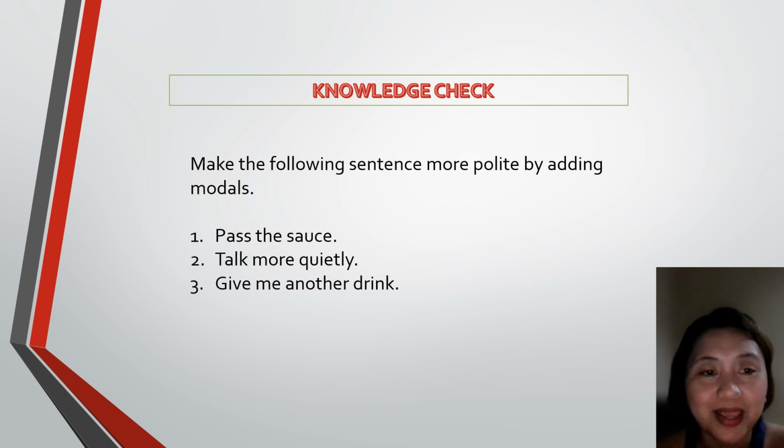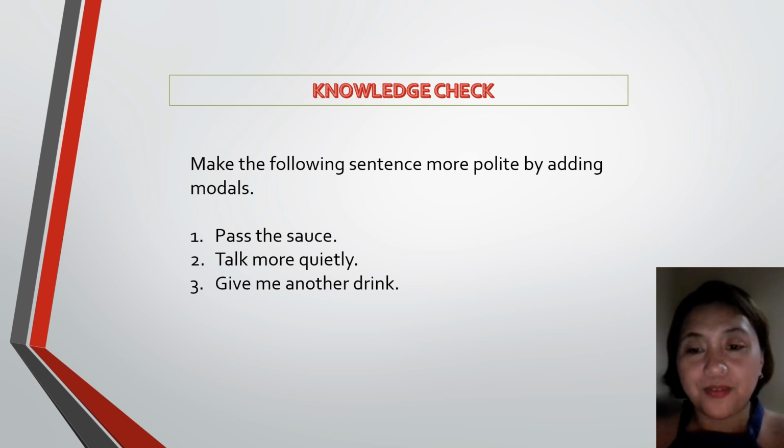Okay, now, knowledge check. Make the following sentences more polite by adding modals. For example, number one, pass the sauce. Number two, talk more quietly. Number three, give me another drink. So what you're going to do here is use the modal auxiliary verbs to make a more polite request.